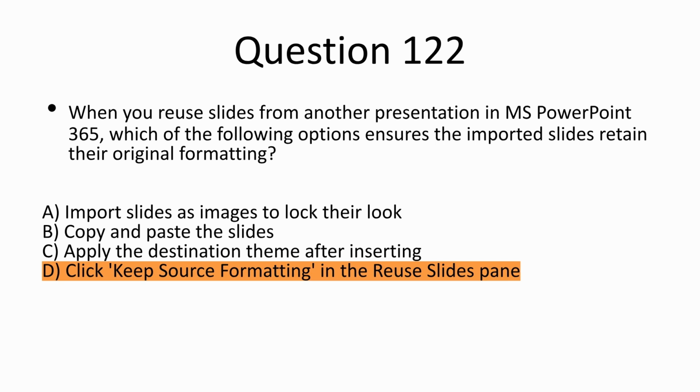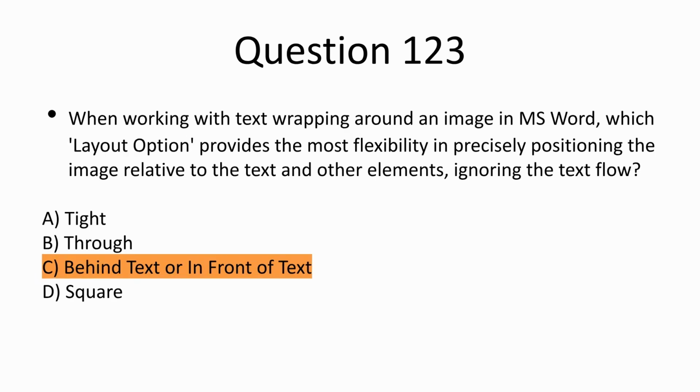When reusing slides from another video in MS PowerPoint 365, which option retains the original formatting? The correct option is D. Click Keep Source Formatting in the Reuse Slides pane. Question 123. When wrapping text around an image in MS Word, which layout option provides the most flexibility in positioning? The best option is C. Behind text or in front of text.